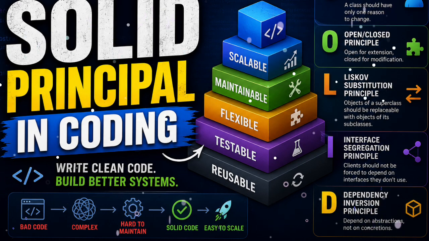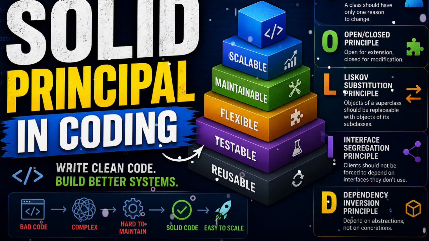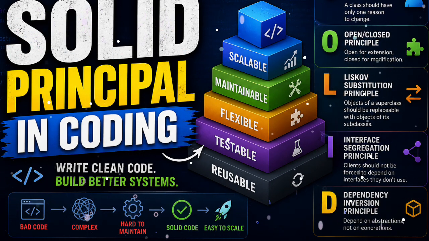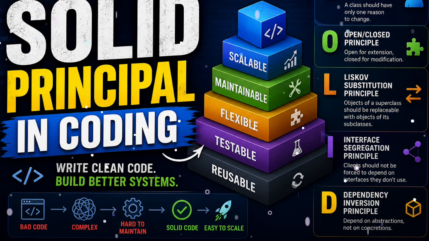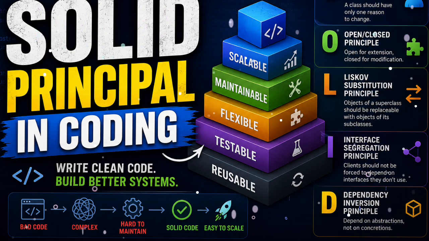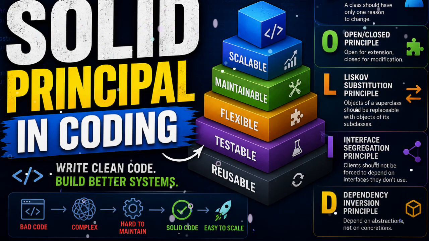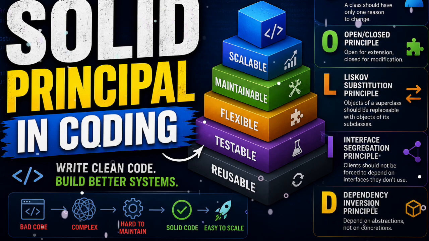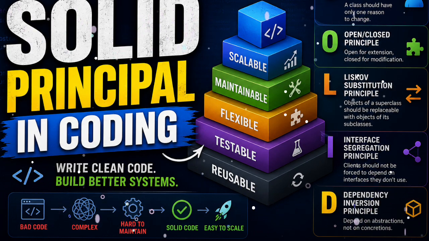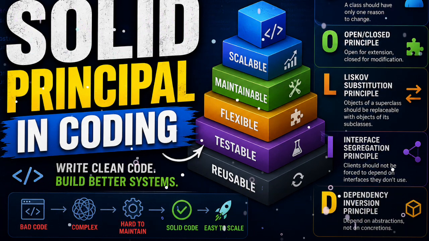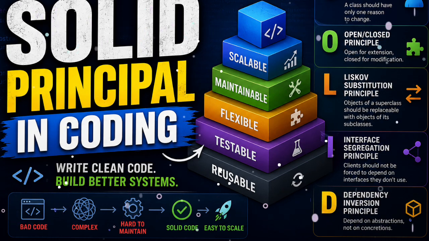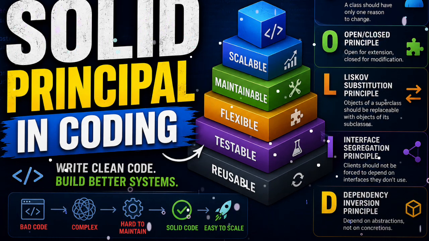So let's understand each principle one by one. SOLID contains 5 principles. S means single responsibility principle. O means open closed principle. L means Liskov substitution principle. I means interface segregation principle. And D means dependency inversion principle. First principle, single responsibility principle.